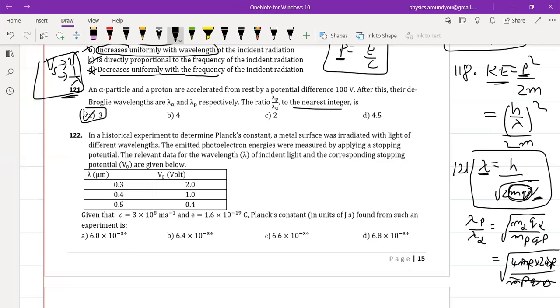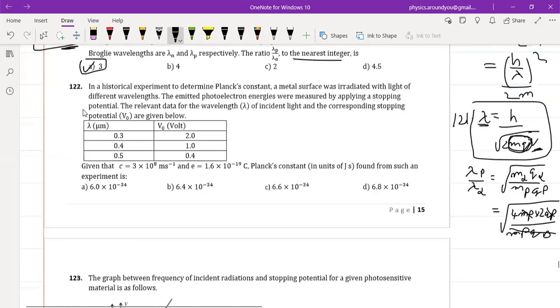Interesting. You are required to use maths as well as approximate over here. So 121 goes with 3 as you get root 8. Root 8 is 2 root 2. 2 root 2 is 2.8 and nearest is 3. Question number 122. In a historical so and so. Well, the whole question is about you finding the relationship between lambda and V.